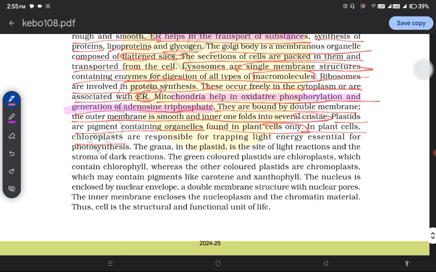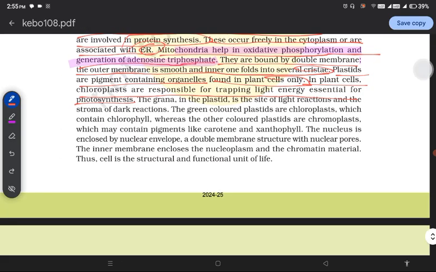Plastids are pigment-containing organelles found in plant cells only. In plant cells, chloroplasts are responsible for trapping light energy essential for photosynthesis. The grana in the plastid is the site of light reaction and the stroma is the site of dark reaction. The green plastids are chloroplasts, which contain chlorophyll, whereas the other colored plastids are chromoplasts, which contain pigments like carotenoid and xanthophyll.